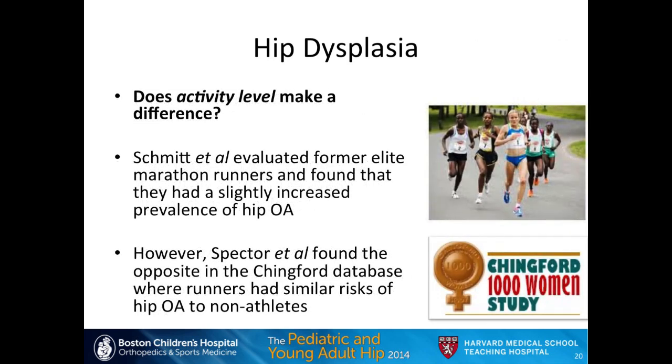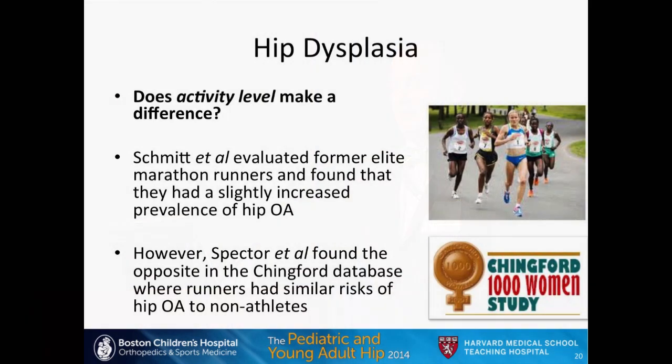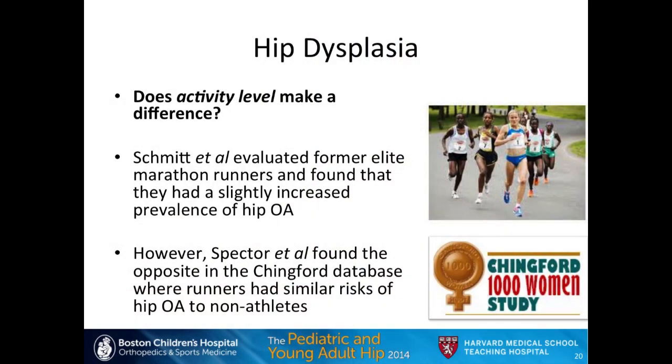So what about the question of activity level? Does that make a difference? Schmidt looked at this. He evaluated former elite marathon runners, myself not included in the study. But you see a local breed person here on this image to the right, found that they had slightly increased prevalence of hip OA in this study. However, this data is not entirely clear, and I think this gets down to some of the individuality of the disease process, where Spector looked at over 1,000 women in the Chingford study group in England. He found the opposite, where basically he thought that runners had similar risk of hip OA to non-athletes. And again, his study was looking at OA specifically on x-ray, not necessarily who went on to total hip replacement.